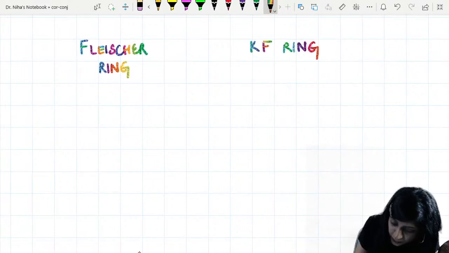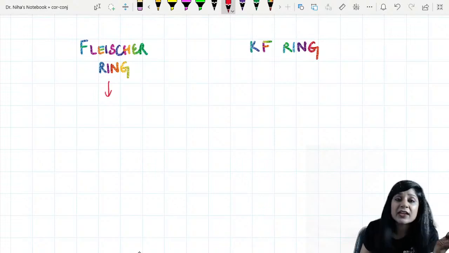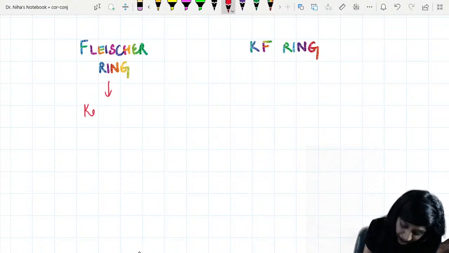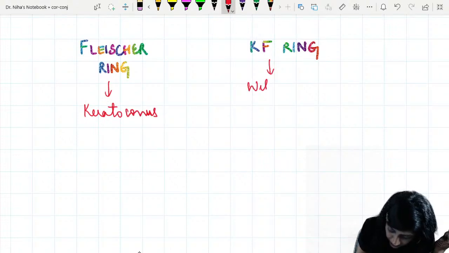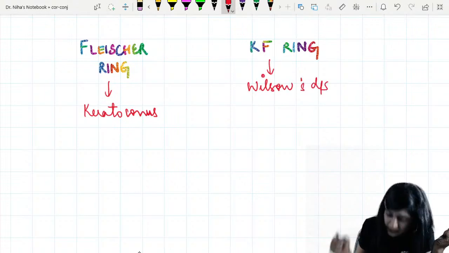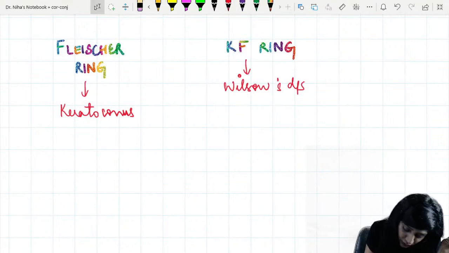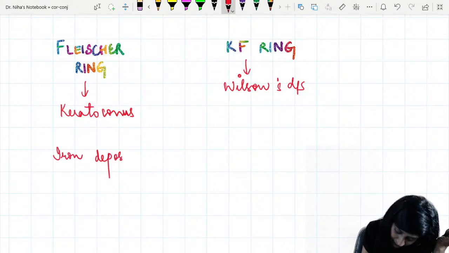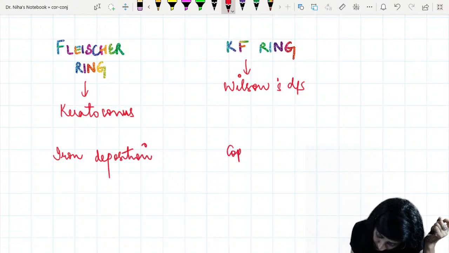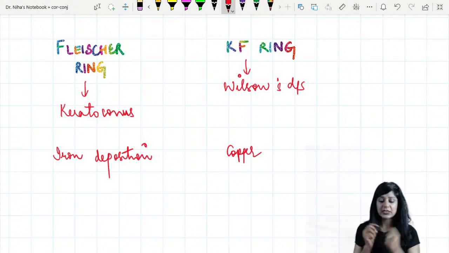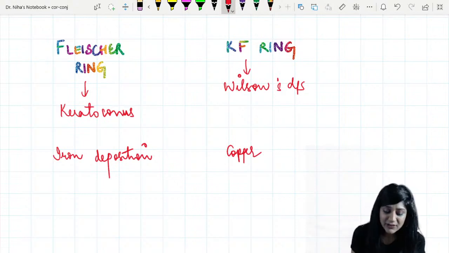Okay? So basically Fleischer's ring is found in keratoconus, while the KF ring is found in Wilson's disease. Fleischer's ring is due to the iron deposition. KF ring is due to the copper deposition. Okay? So these two things are very, very important.